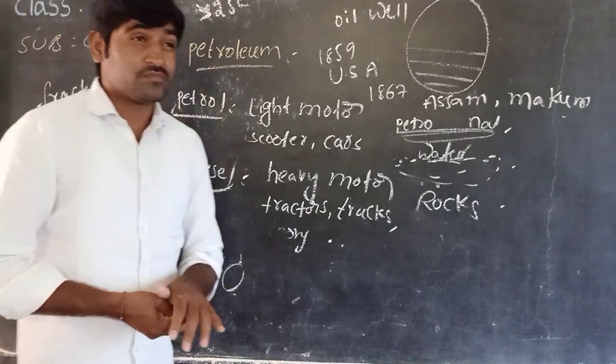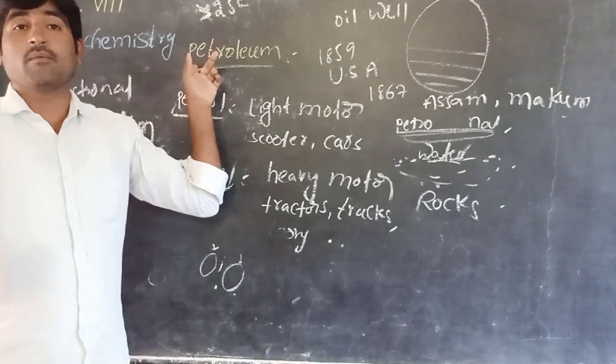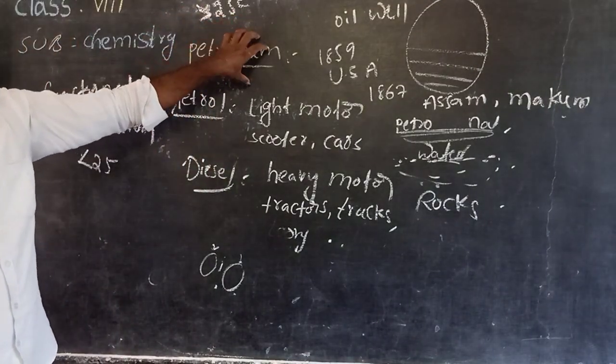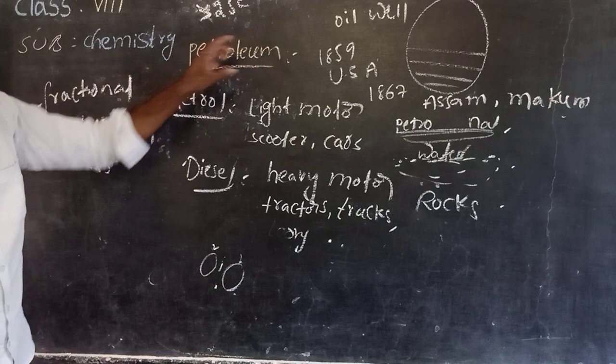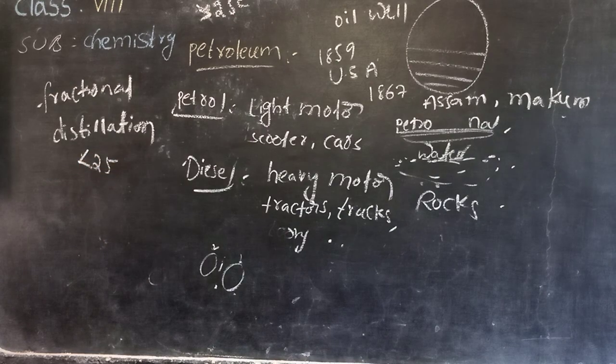Okay. So this petroleum contains many components. Then how can we separate each component from the petroleum? By sending it to fractional distillation. Understood, children? Yes. Watch the video carefully, children.